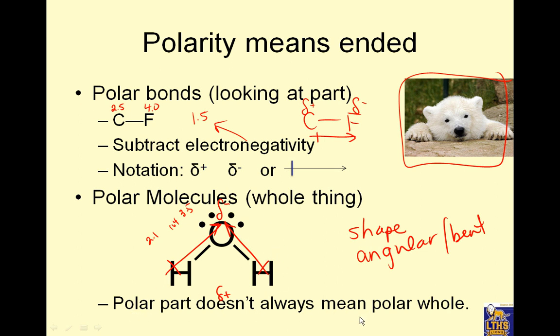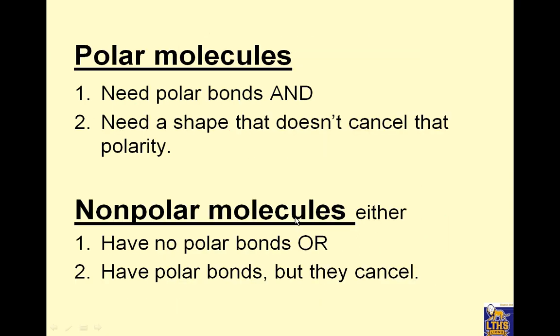So a polar part doesn't always mean a polar whole. You could have polar bonds and not a polar molecule, and we'll see. But you could have polar bonds and a polar molecule. If you want to know if you have a polar molecule, first you need polar bonds. Once you know you have polar bonds, you look at the shape of the molecule, and if the polarity of those bonds doesn't cancel out, then you have a polar molecule. If you have a nonpolar molecule, there are two cases. There are no polar bonds, no dipole arrows, no polarity at all, which means a nonpolar molecule. Or there are polar bonds, but they cancel out.